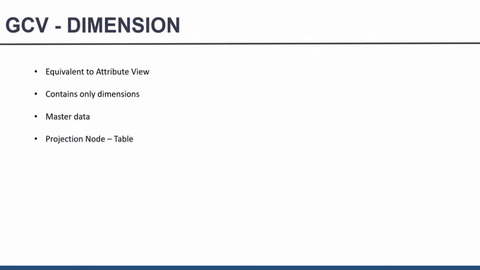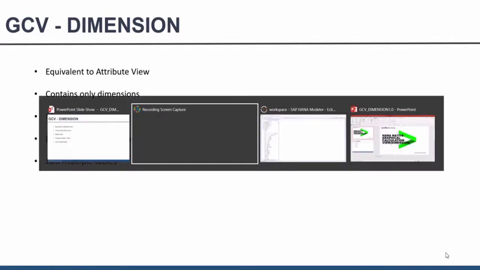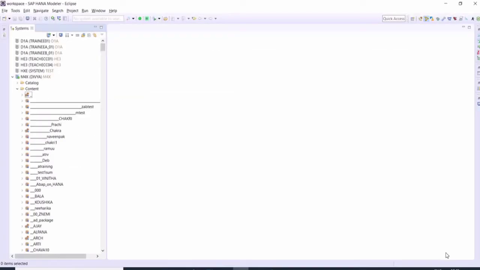A graphical calculation view of type dimension is equivalent to an attribute view. It contains only dimensions. In other words, it contains the master data. It contains the projection node into which we add the dimension table. You can also add multiple tables and join them in the graphical calculation view of type dimension. Now we shall see a demo on the same.